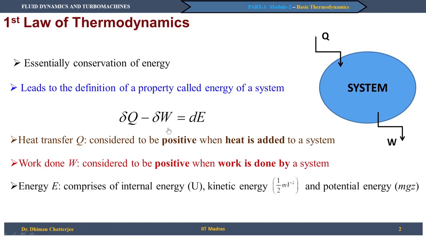This energy E comprises internal energy, which is given by capital U, the kinetic energy, which is a macroscopic property given by half mv square, and also potential energy, which is given as mgz, where z is the elevation from some datum. We may also express this energy in terms of specific energy e, which comprises the specific internal energy small u, half v square and gz respectively.